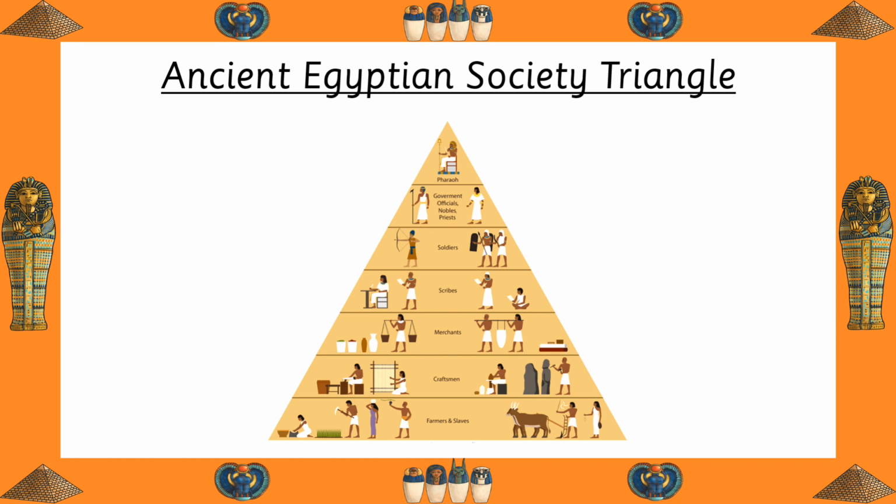So we're going to go through each of these various parts of society and we'll explain what they are. At the top we've got the pharaoh. Underneath that we've got the government officials, the nobles and the priests, and we'll explain what all those are. Then we've got soldiers, which is quite interesting to see them quite high up in this triangle. Then we've got scribes, who are kind of the educated people. We've got merchants underneath those as we're heading towards the bottom of the triangle. Then we've got craftsmen underneath that, and then we've got farmers and slaves who are at the bottom. So let's take a look at each of these different aspects and see what they are.